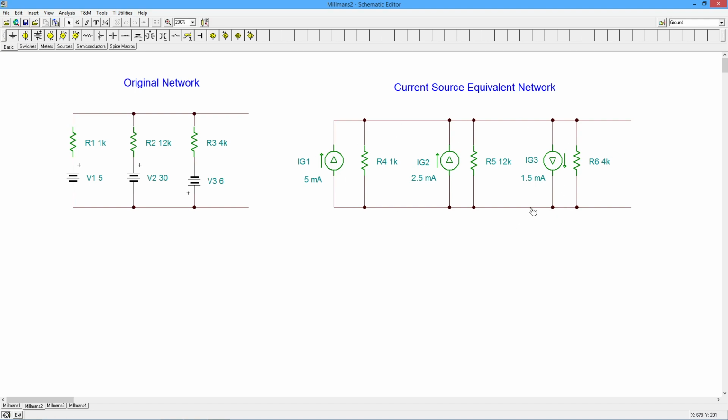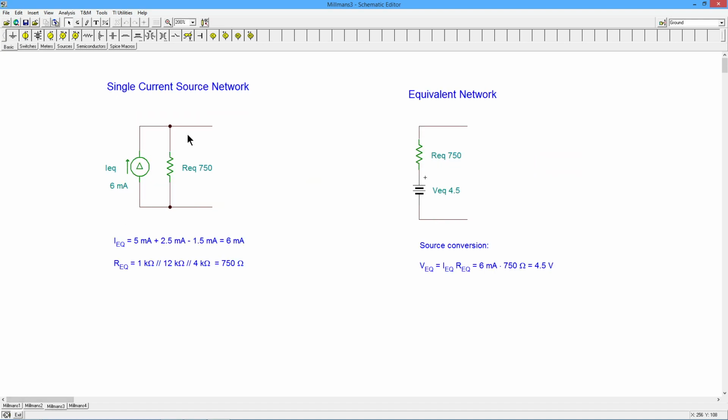Now, I can take this and do a very quick combination of elements, and come up with an equivalent, right? The currents, we could just use Kirchhoff's current law, are just going to add. I've got 5, 2.5, and 1.5 going the other way, so I would subtract that. And then the resistors, well, the 1K, the 12K, and the 4K are basically all in parallel. So I just put those 3 resistors in parallel, combine up the 3 currents, and I get a single current with a single resistance, which is this.